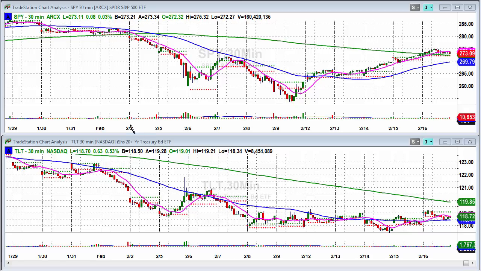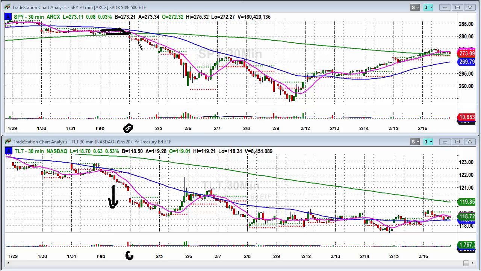I think I've got these lined up. I do. Here's the second. All right. So starting from the second, you can see bonds get clocked. Stocks actually hold up a little until the end of the day, and then they come back down. But from an opening range point of view, they pretty much had a mixed day.